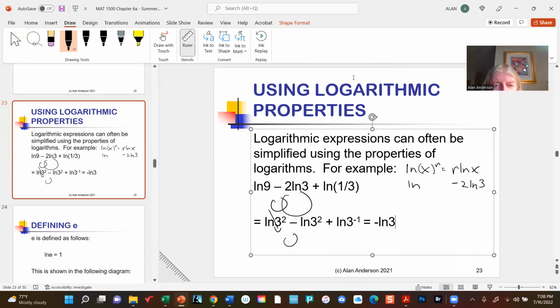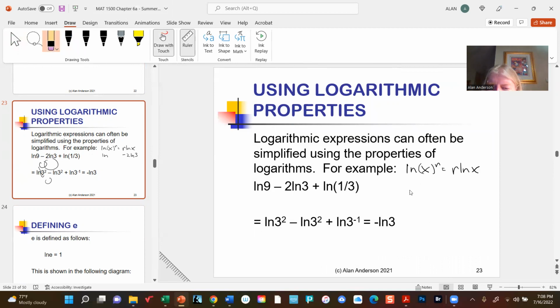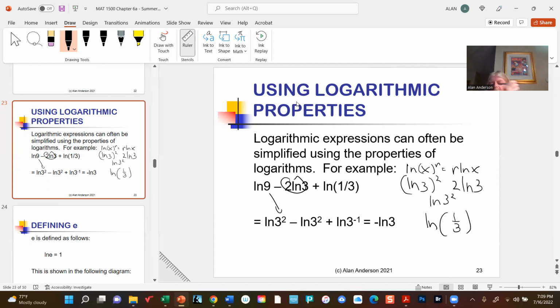But anyway, so what just happened here? Let's try that again. Anyway, so the first one is clearly 3 squared. And this piece by itself, 2 log 3, is the same as log 3 squared. Or you can just write it as log 3 squared. It's understood that the entire expression is being squared. And then here, now, log 1/3. Remember, 1/3 is 3 to the negative 1.